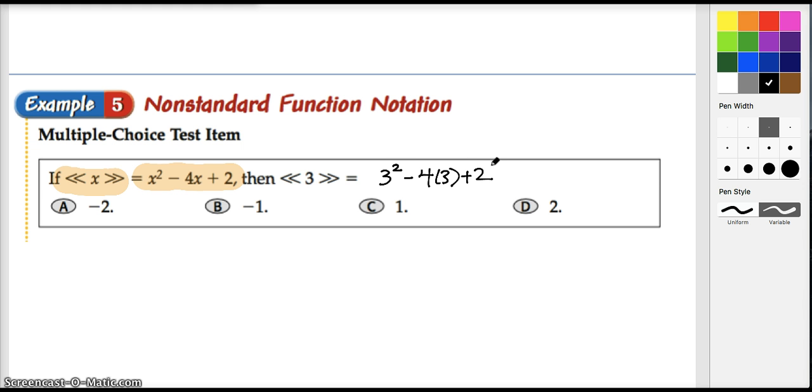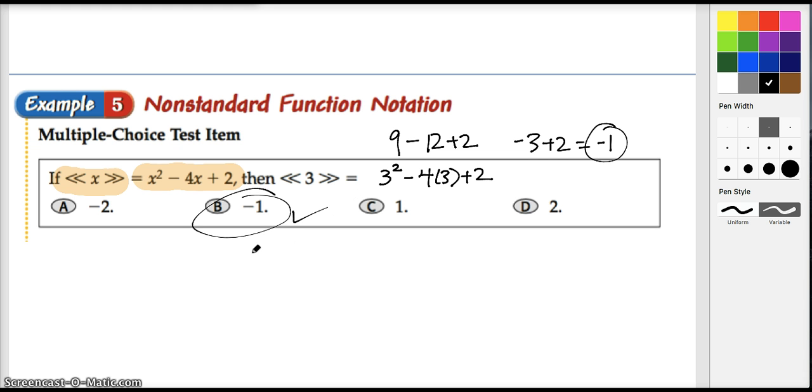So now I'm going to just simplify, evaluate this. 3 squared is 9 minus 4 times 3 is 12 plus 2. 9 minus 12 is a negative 3. Plus 2 is going to give me a negative 1. And so the answer is negative 1, and I'm done.